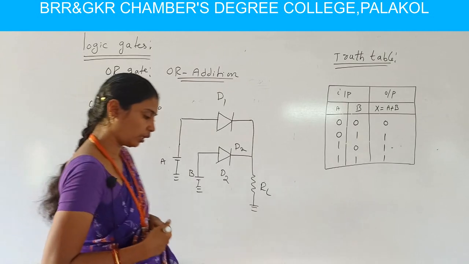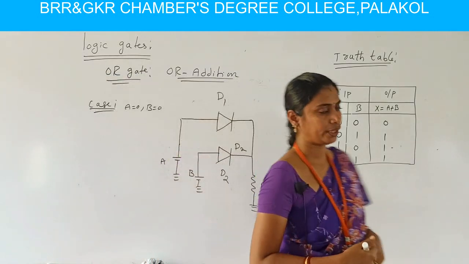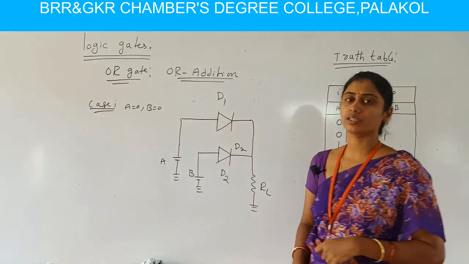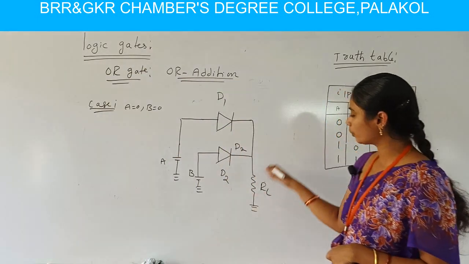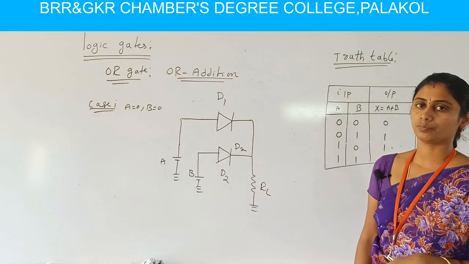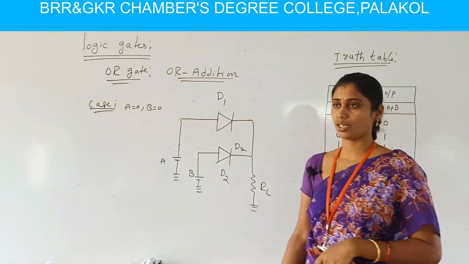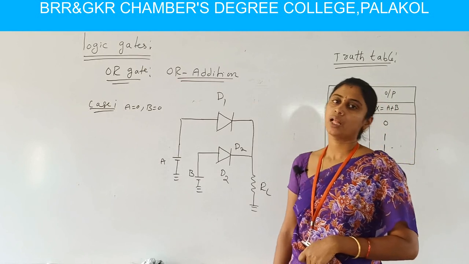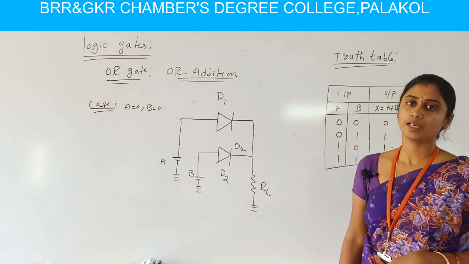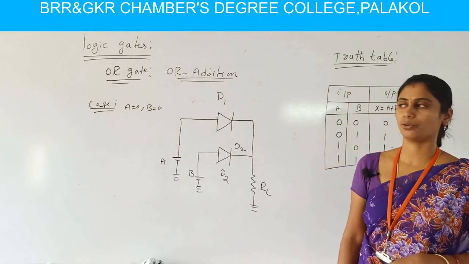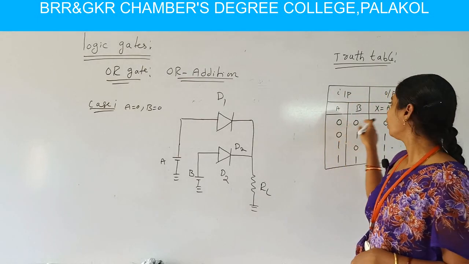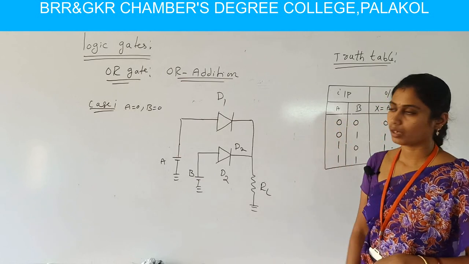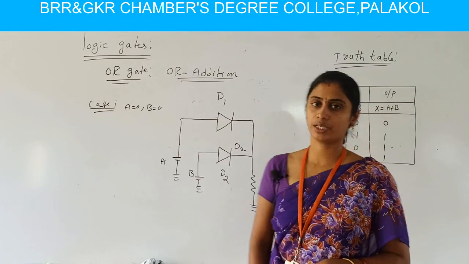Whenever both the variables A, B are 0, both the diodes are in non-conducting state. Then automatically the output is 0. Whenever the diodes are in non-conducting state, no current flows through the diodes, so the output is 0. It means the bulb does not glow in the circuit. We know that the output is low when the inputs are low, using these D1, D2 diodes.